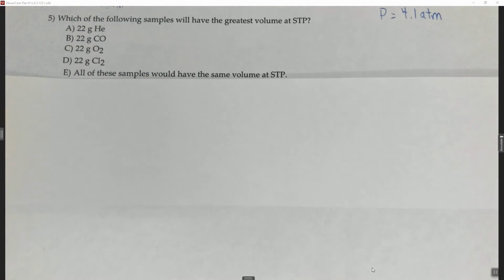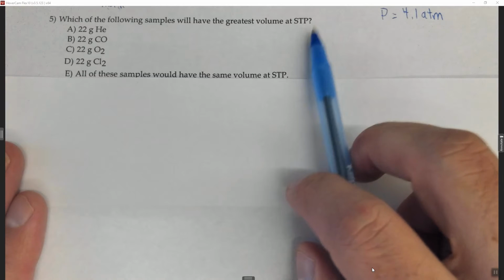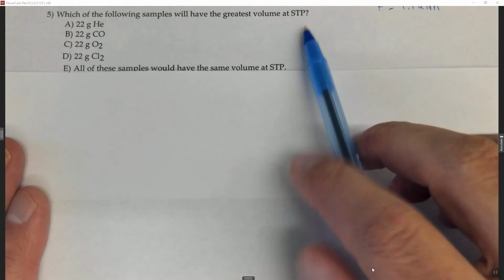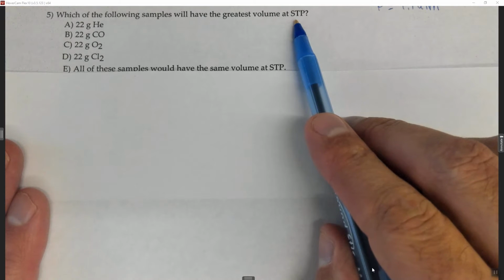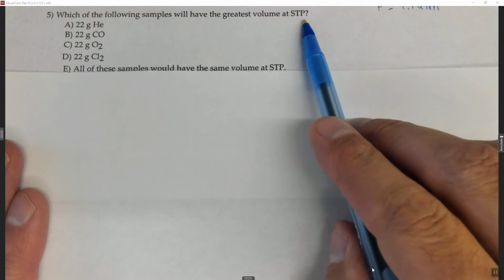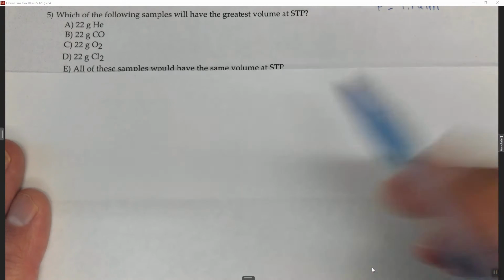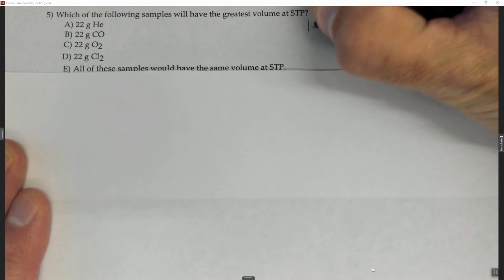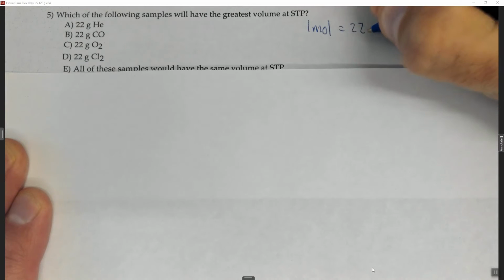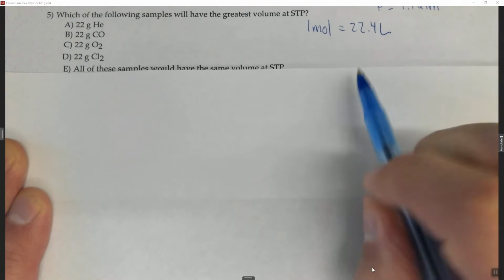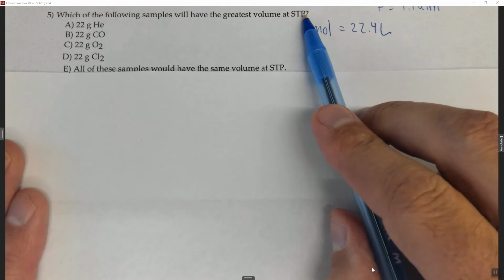All right, it says which of the following samples will have the greatest volume at STP? Remember that STP is standard temperature and pressure. The standard temperature is 273 K or 0 degrees C, and the standard pressure is 1 atmosphere. And at STP, 1 mole of any gas is 22.4 liters in volume.